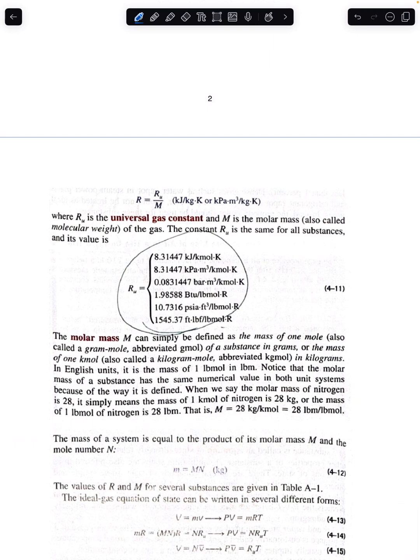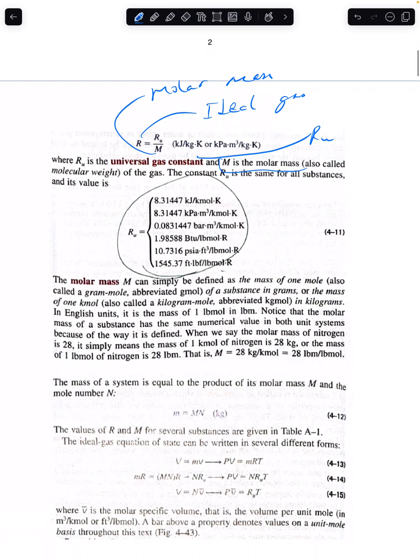Now, if you are asked to calculate the ideal gas constant and you are given the universal gas constant, which is actually R_u, and you are given the molar mass, which is actually M, you can determine the value for the ideal gas constant by dividing the universal gas constant over the molar mass.